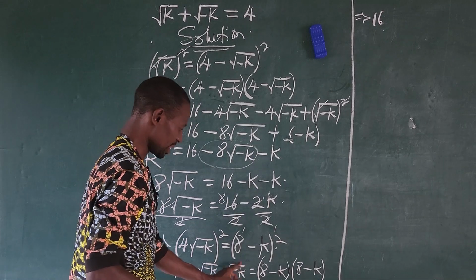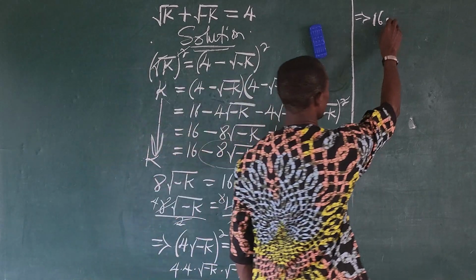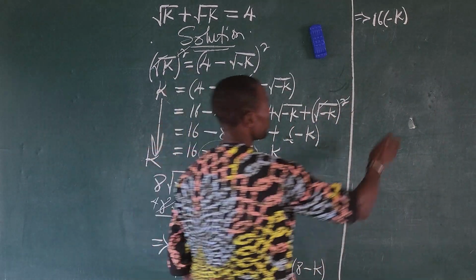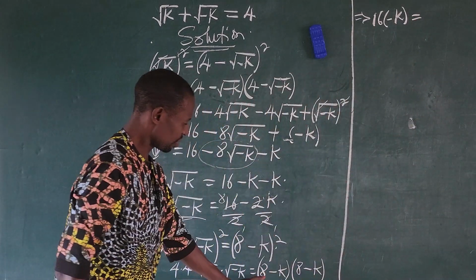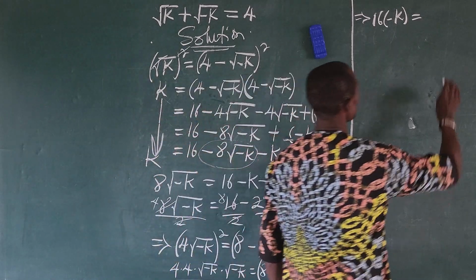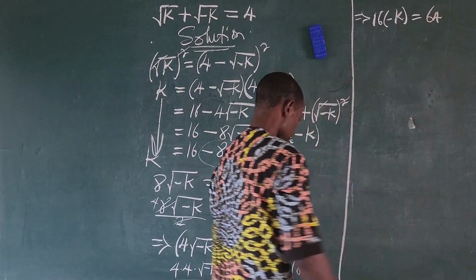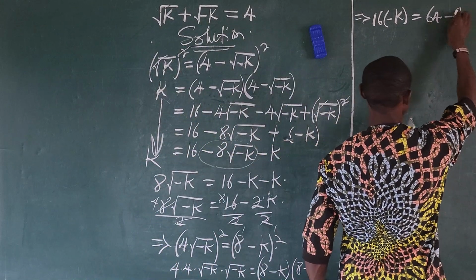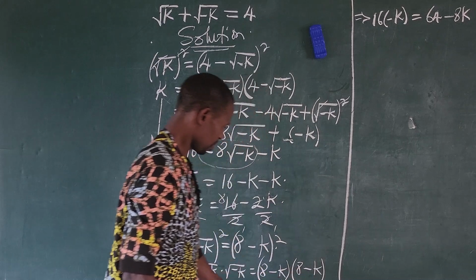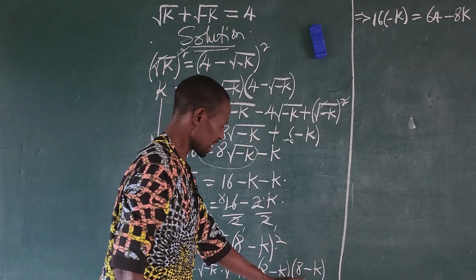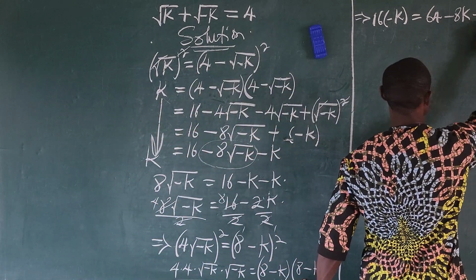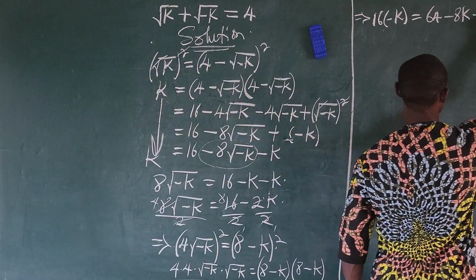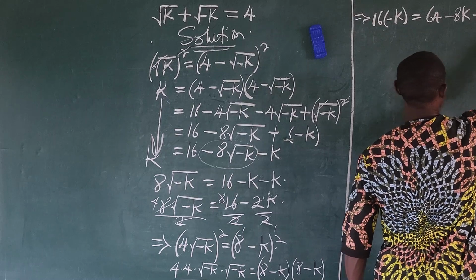Then this and this will leave the system. This is going to give us (8 - k)(8 - k) equal to... here we're going to use 8 times 8, which will give us 64, right? Then 8 times minus k will give us minus 8k. Then minus k times 8 will give us minus 8k. Then minus k times minus k will give us plus k to the power of 2.